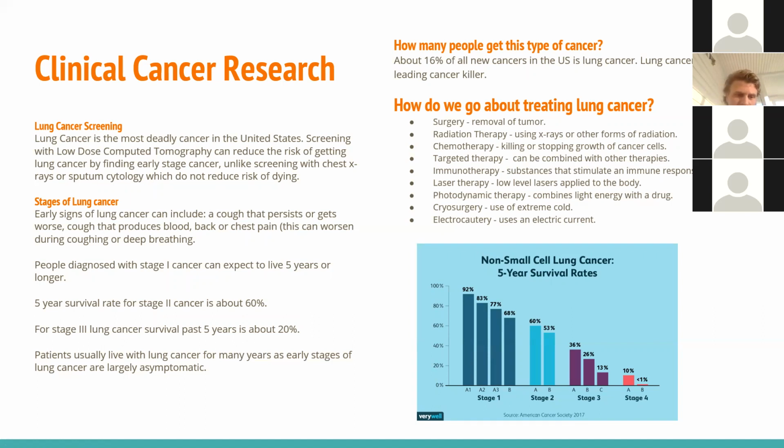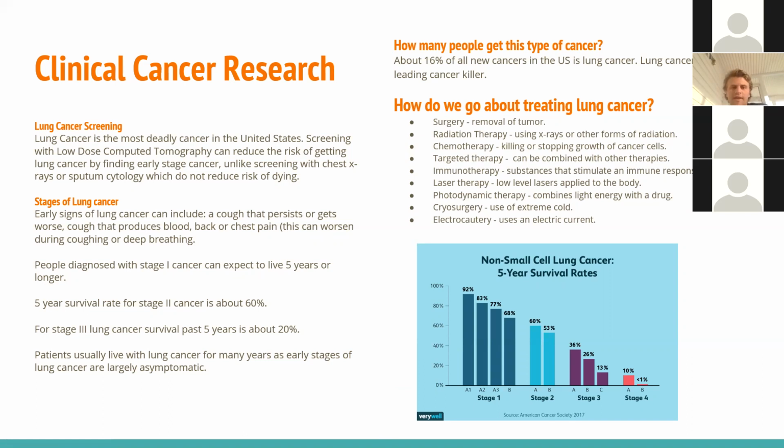And some stages of lung cancer. Early signs of lung cancer can include a cough that persists or gets worse, a cough that produces blood, and back or chest pain that can worsen during coughing or deep breathing. People diagnosed with stage 1 cancer can expect to live 5 years or longer. The 5-year survival rate for stage 2 cancer is about 60%. And for stage 3 lung cancer, survival past 5 years is about 20%. About 16% of all new cancers in the United States are lung cancer.